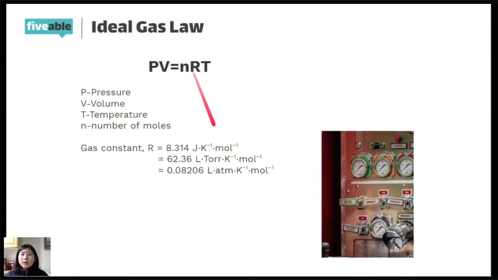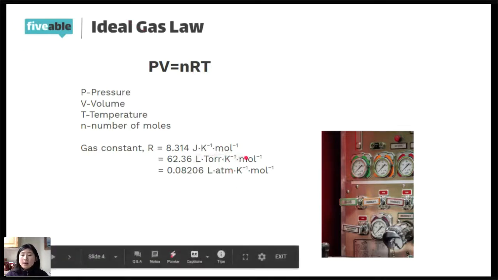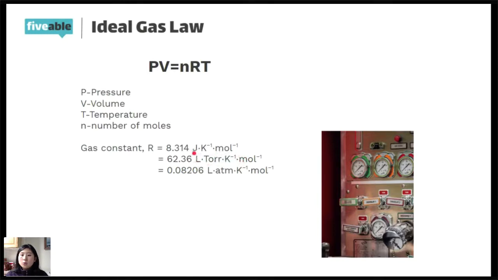They're the same thing, but here we see it in different units. Here we see it in joules, kelvins, and moles. Over here we see it in liters, torrs, which is another unit for pressure, and kelvins and moles. And over here we see liters, I believe this is atmospheric pressure, and kelvins and moles. So atm and torrs are both units for pressure. All right, so that is the gas constant.